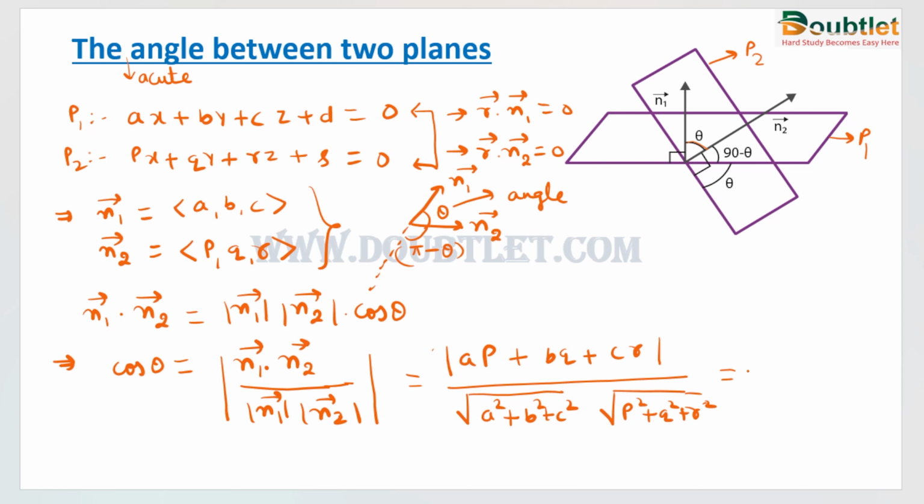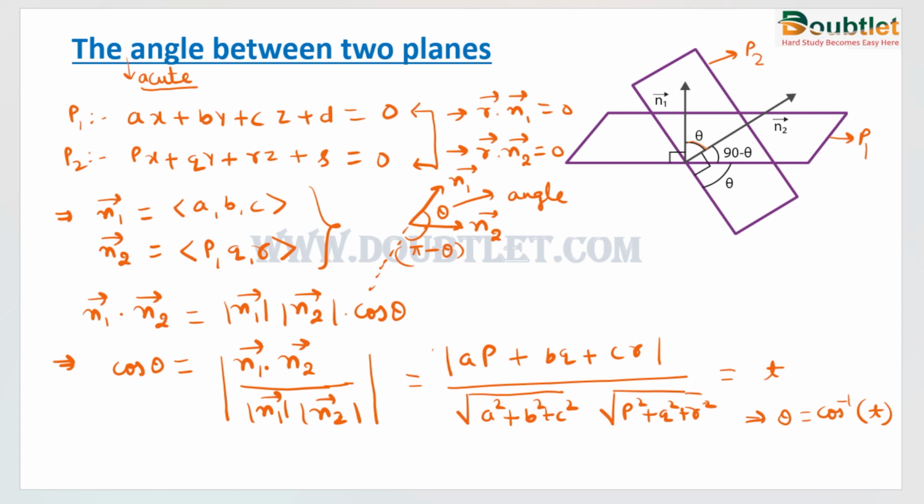Now if we solve it, suppose its value is t, then to find theta, we need to find cos inverse t. So this is how we can find the angle between any two planes. But remember that this angle is the acute angle. If you want to find the obtuse angle, then you have to subtract it from 180 degrees.